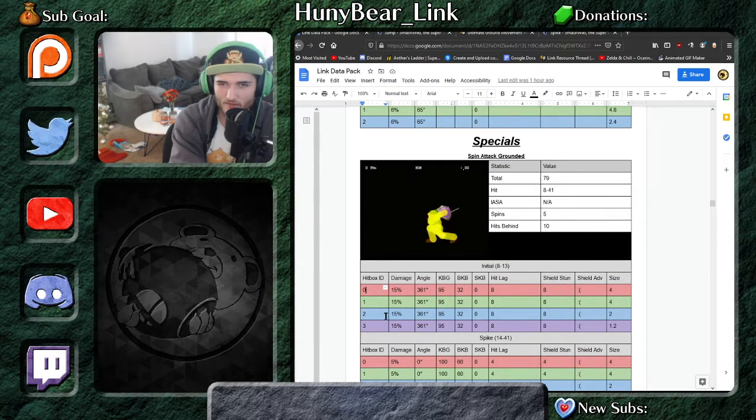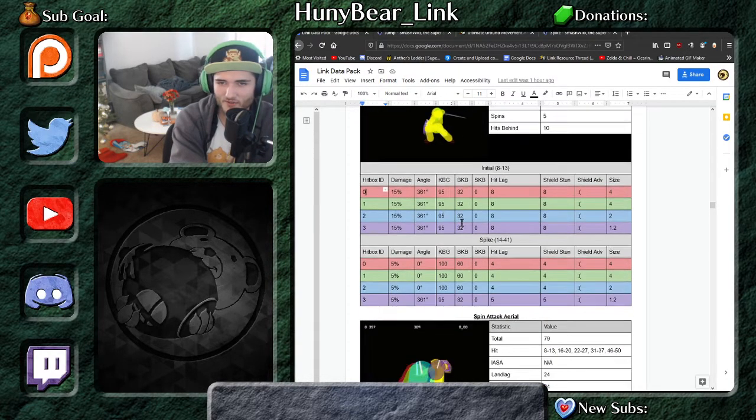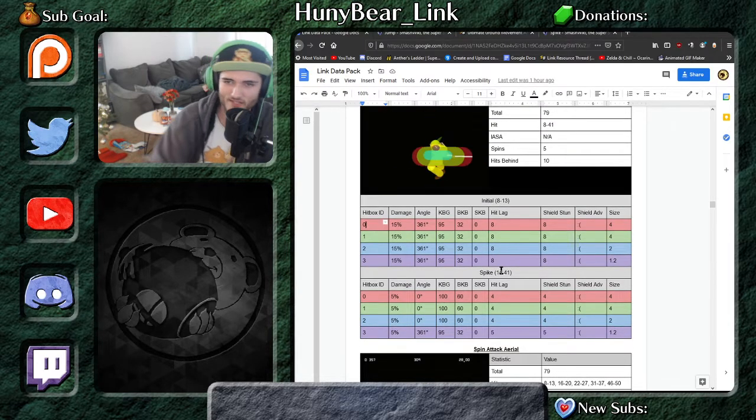Alright, so it's basically pretty standard all around. What you're probably going to notice, though, is that the initial hit has this tiny little head hitbox, right? That doesn't go away on the late hits. So the late hits all have the same semi-spike, right? These 3 hitboxes are the semi-spike. So after frame 14, you're going to spike people.